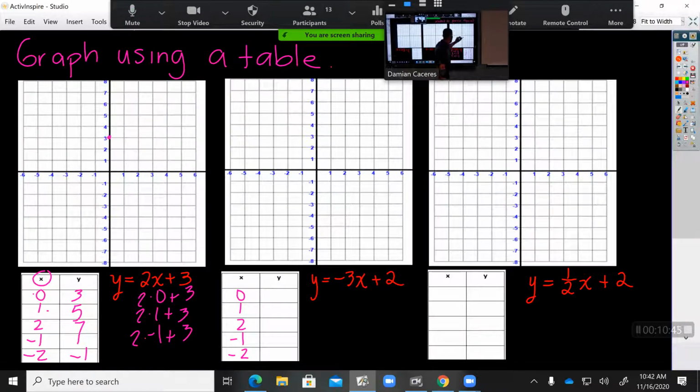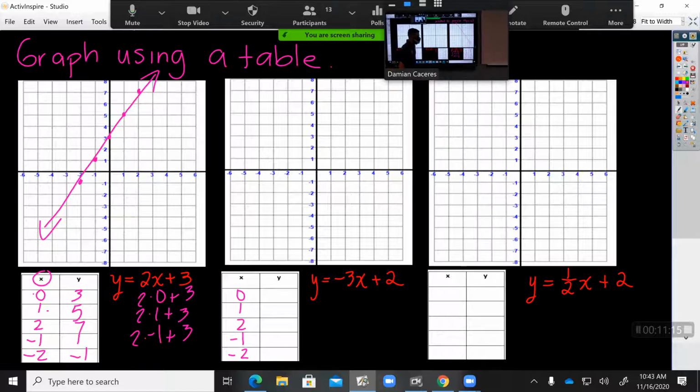0, 3, 1, 5, 2, 7, negative 1, 1, negative 2, negative 1. Doesn't that create a straight line with all 5 dots? So just draw a line straight through your 5 dots. That's another way of graphing it. So let's say you forgot the method I taught you about the x and y intercepts. Who cares? You can always do this and get the same line.